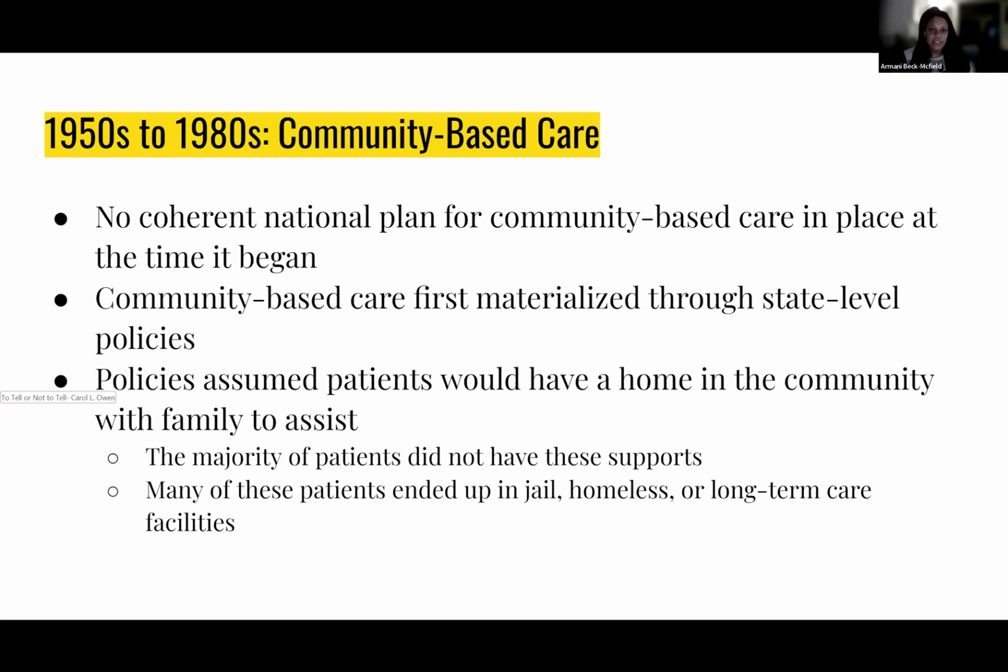Because, and this is why it doesn't really work, the policies assumed that people would have a home in the community. However, most patients who were released didn't have any home to go to. They didn't have anyone to take care of them like in the 17th century. And so a lot of people who were taken out of asylums because of deinstitutionalization ended up in jail, homeless, or long-term facilities because there was no plan for them. Because the plan was, oh, well, we could just let them out and they can go back home. But a lot of them didn't have homes.